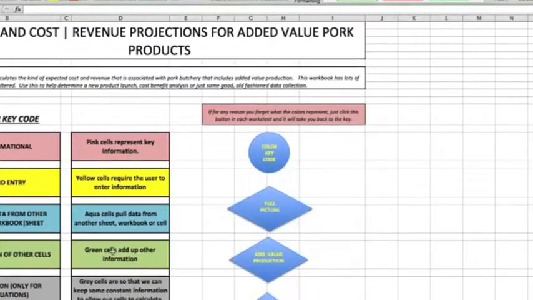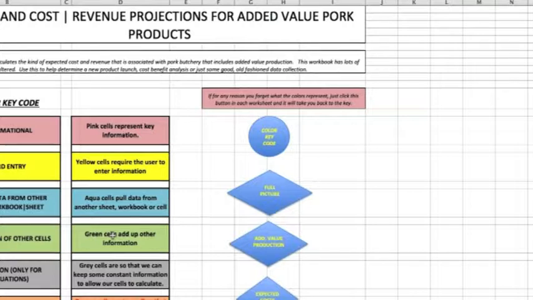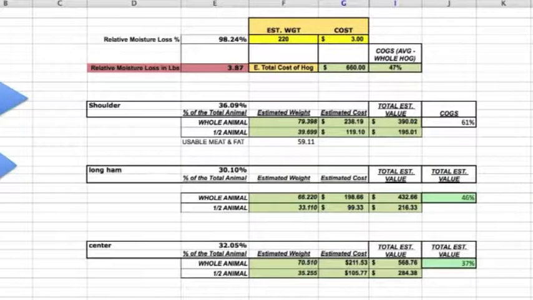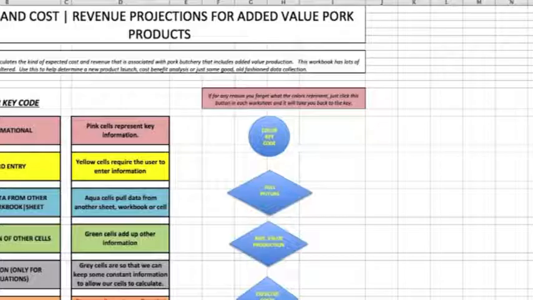So there's a color key here. For training purposes, this becomes really helpful. Anything that's in pink is informational. Anything that's yellow is a hard entry, which means that you can adjust those numbers as you see fit. Pulled data from other sheet is aqua or blue, whatever you want to call it. Summation of other cells means I'm adding something up from another place. That's a green cell. An estimation, just for calculations purposes, is gray. And anything that's a formula check is orange with red ink. These here are buttons that you can press and go directly to the next spreadsheet, so that if you go back and you don't remember what a color means, you can just hit the color code and go back.